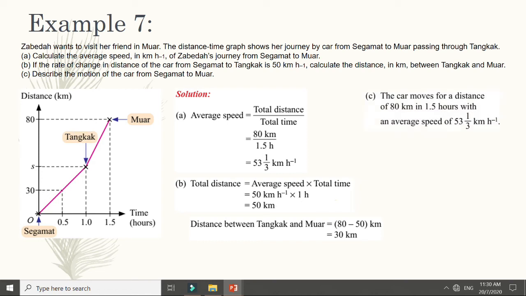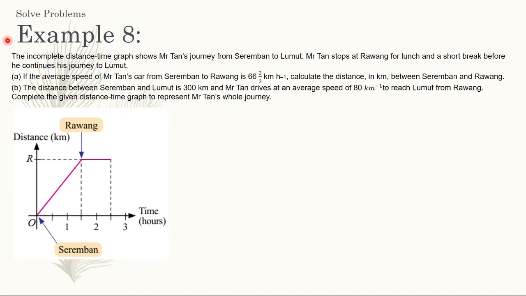Okay, so I give you the description here. The car moved for a distance of 80 km in 1.5 hours with an average speed of 53 and 1/3 kilometers per hour. Okay, now we look at example 8.